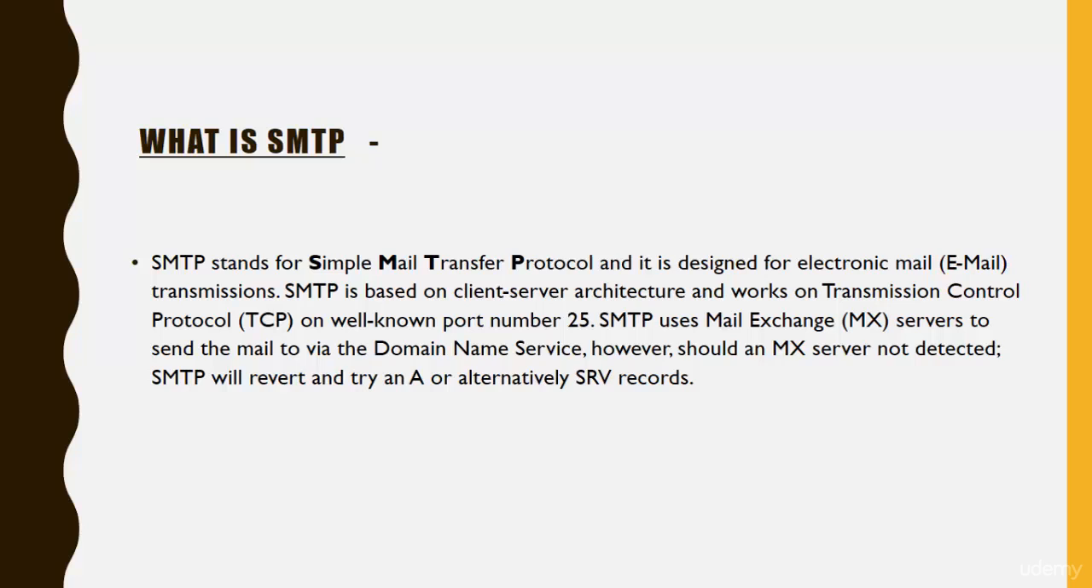SMTP uses mail exchange servers to send the mail via the domain name service. However, should an MX server not be detected, SMTP will revert and try on A or alternative SRV records. So when you send a mail via Gmail or Yahoo, that is how SMTP works. If there is no SMTP, your mail won't be delivered, because SMTP pushes your mail to the recipient or the client.